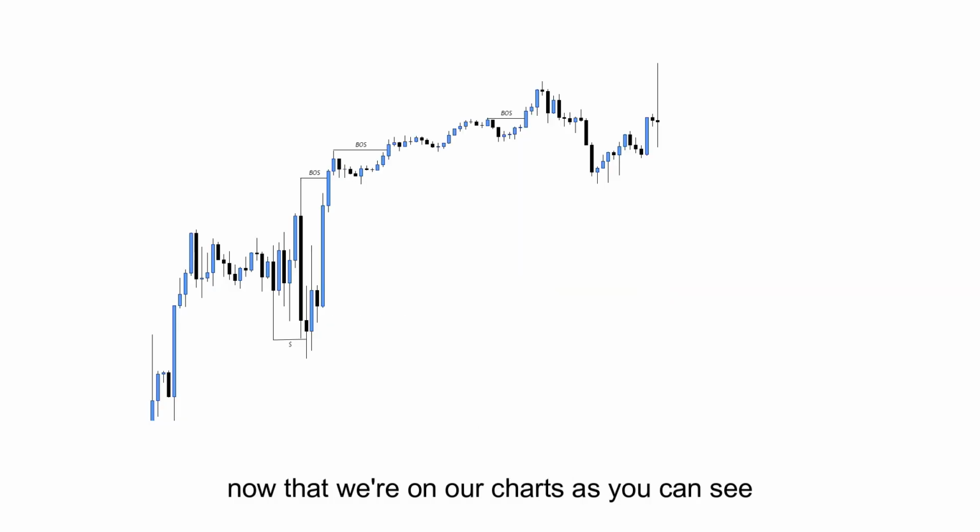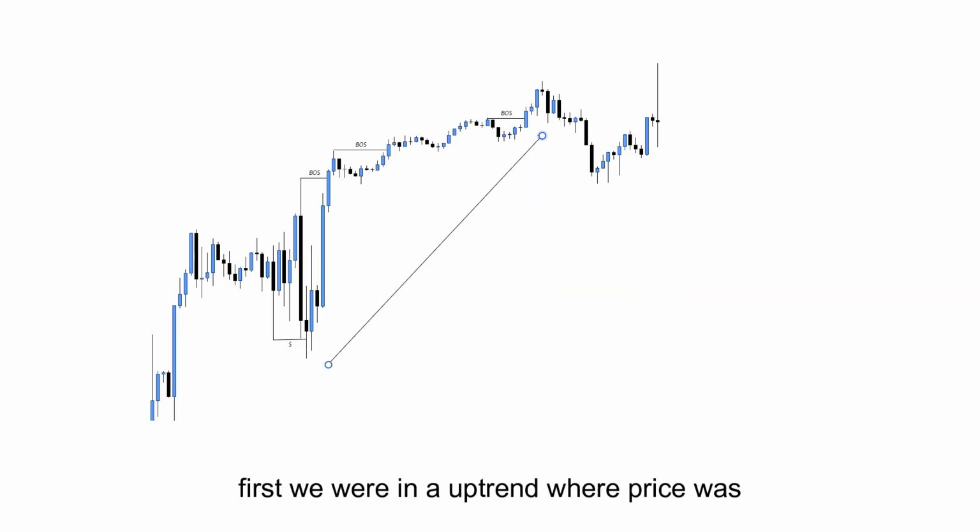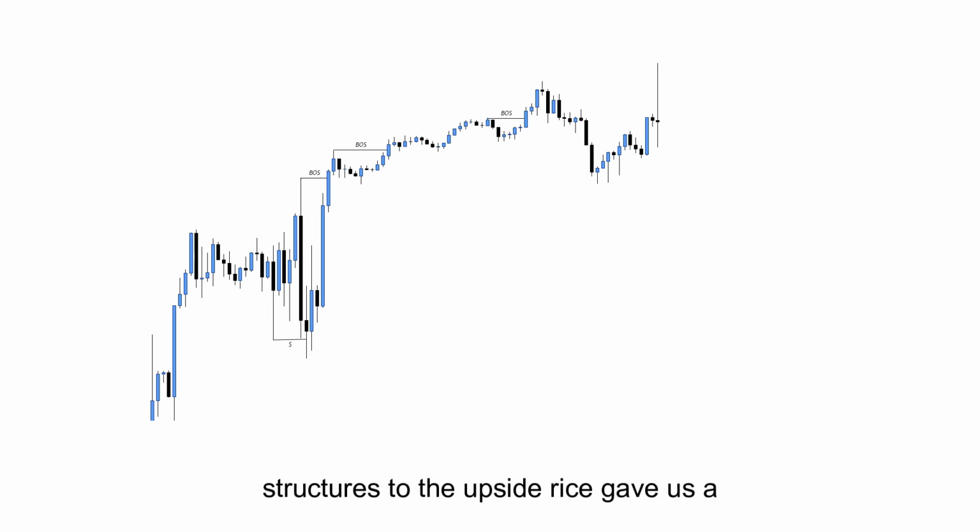Now that we're on our charts, as you can see, first we were in an uptrend where price was creating higher highs and higher lows, and we were getting consistent breaks of structure to the upside. Price gave us a liquidity sweep of old lows right here, and then a break of structure of the high that did the liquidity sweep. And then we were getting consistent breaks of structure. But as you notice, price came in and swept through this old high right here with a strong candlestick wick on the 15-minute time frame.